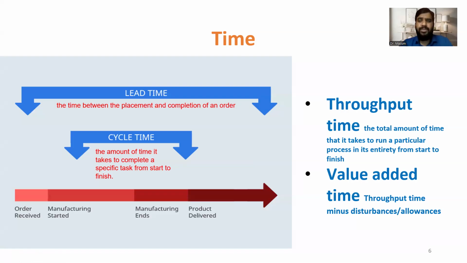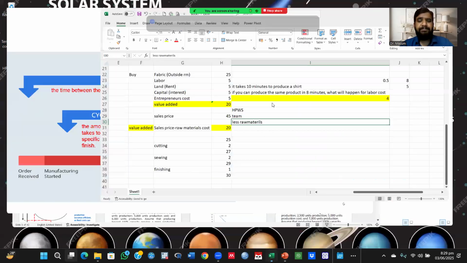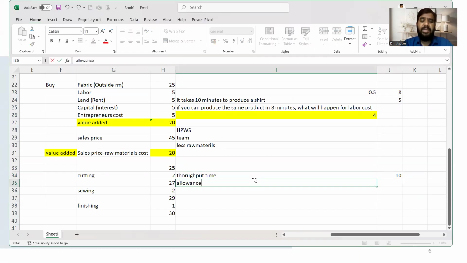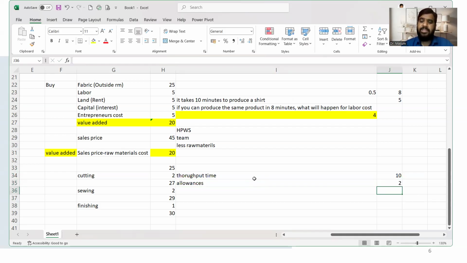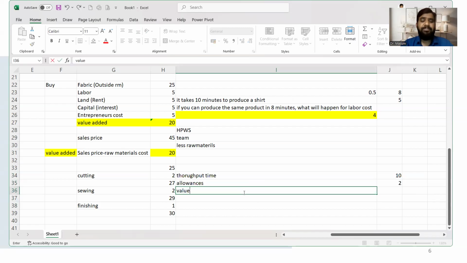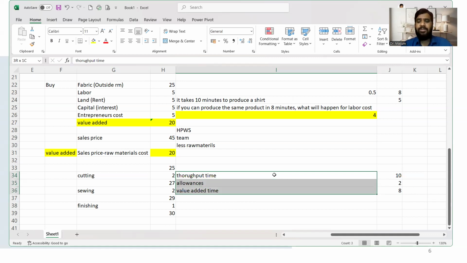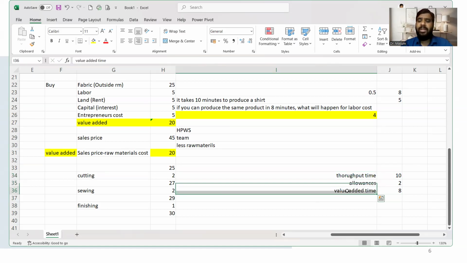Say for an example, in garments manufacturing, your throughput time is 10 minutes and disturbances or allowances is 2 minutes. So what is the value added time? Here the value added time is 8 minutes, 10 minus 2. 8 minutes is your value added time. Have you got it? What is throughput time and what is allowances and what is value added time?